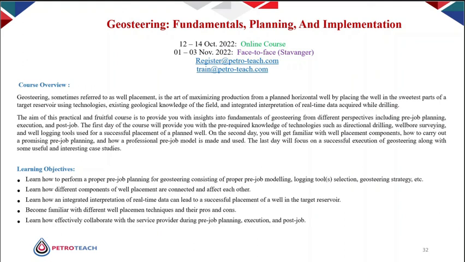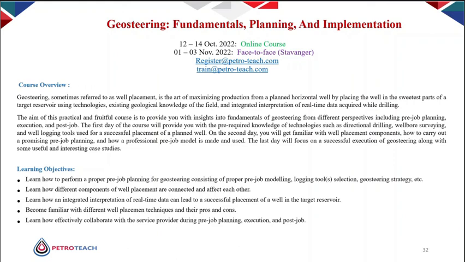Actually, to fill this gap between the knowledge of service providers and the asset owners, we in PetroTeach offer a practical course which will be taught by me. The course is entitled Geosteering Fundamentals, Planning and Implementation, and this is intended as a course for somebody to develop the insights required for an effective engagement and contribution to a successful well placement process.